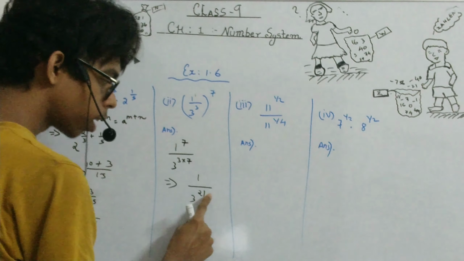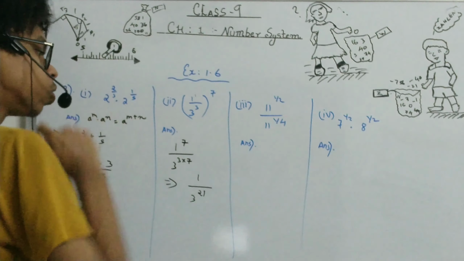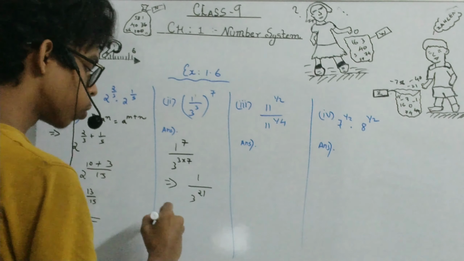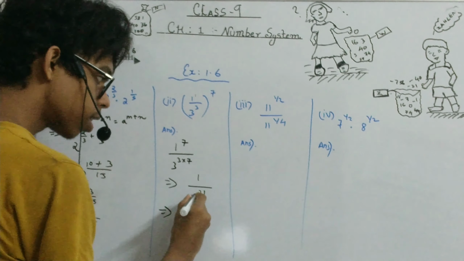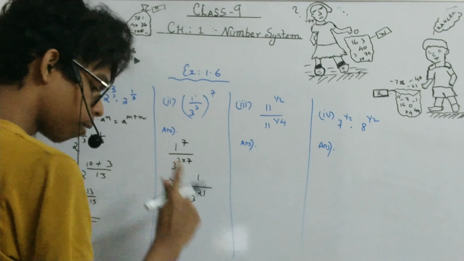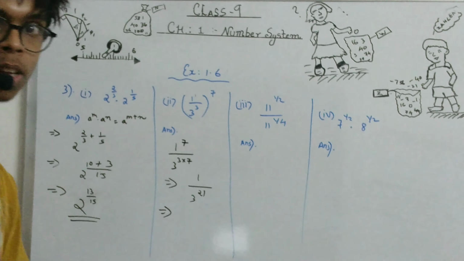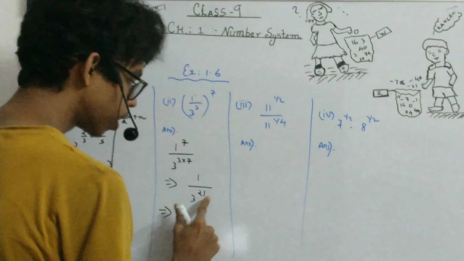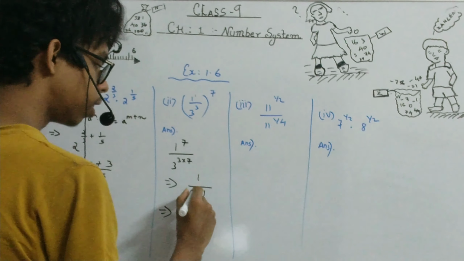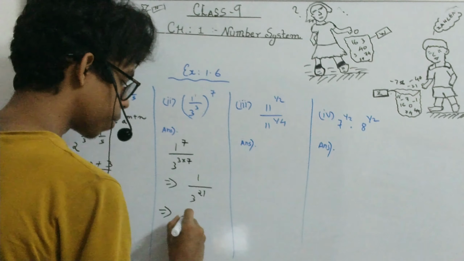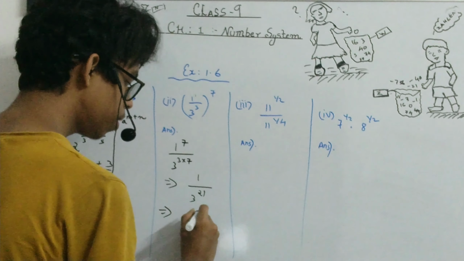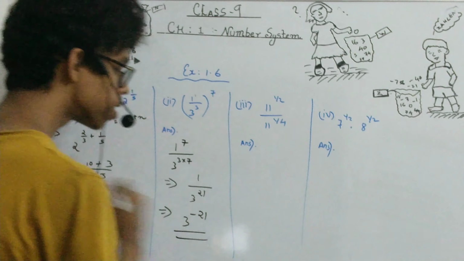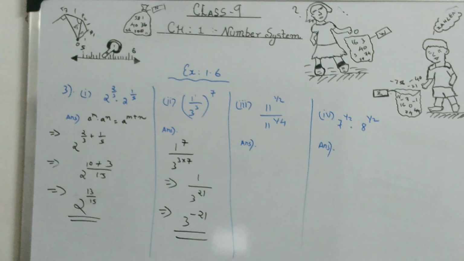Now if I want to bring this 3 raised to 21 to the numerator, what should I do? We know 1 by a raised to n is equal to a raised to minus n. So if I bring this to the numerator, the sign of the power will change. It will become 3 raised to minus 21. Okay, this is your answer.